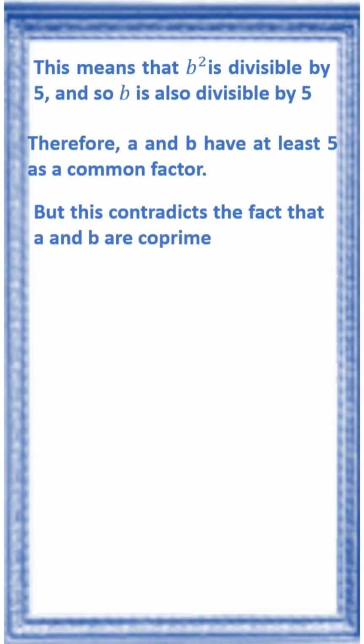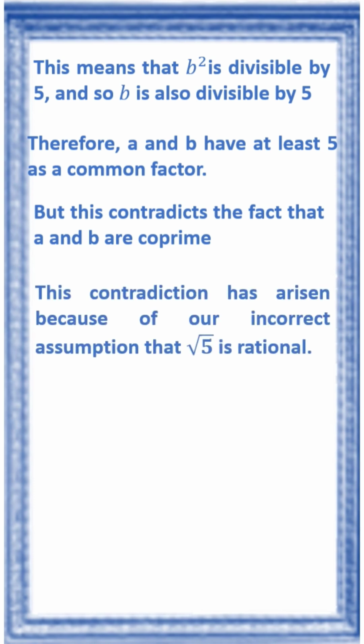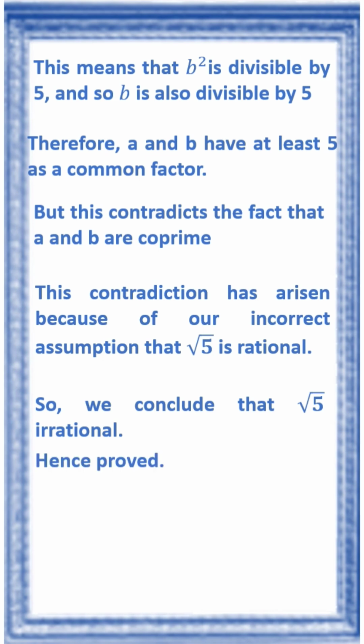But this contradicts the fact that a and b are co-prime. This contradiction has arisen because of our incorrect assumption that square root of 5 is rational. So we conclude that square root of 5 is irrational, hence proved.